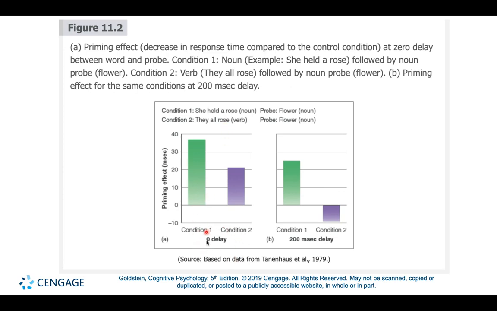When there's zero delay from the prime, we see similar performance between "she held a rose" and "they all rose." And then when there's a delay between the sentence and the prime, we see differential performance. What this tells us is that immediately when you hear the word, your brain activates both possible meanings of the word rose. And very quickly, in something like 200 milliseconds, your brain has already figured out which meaning of that word is the appropriate one to use.